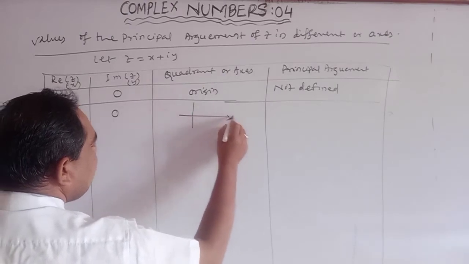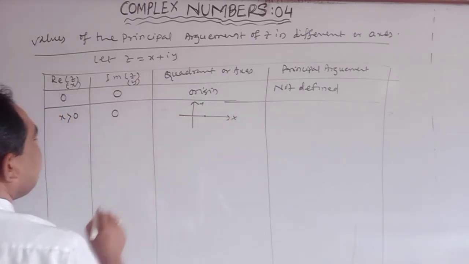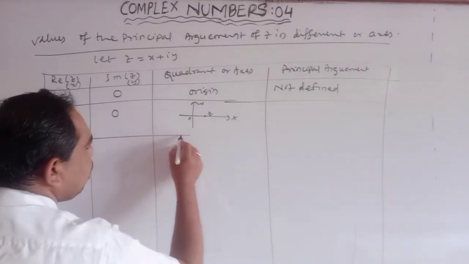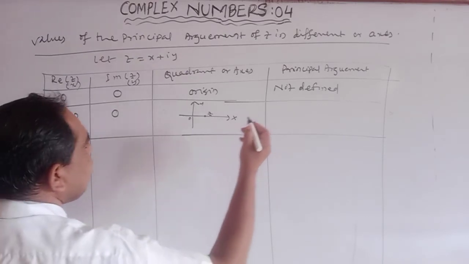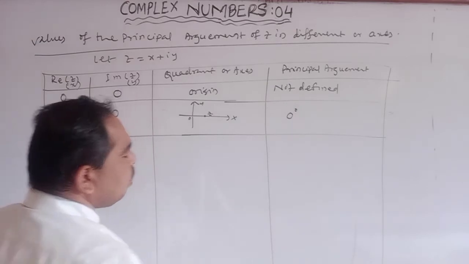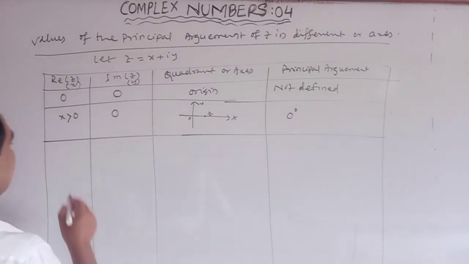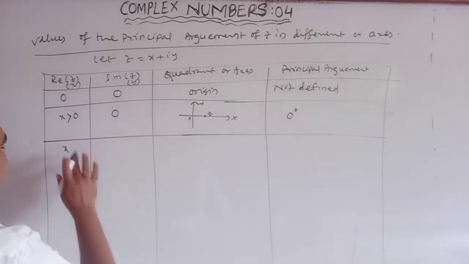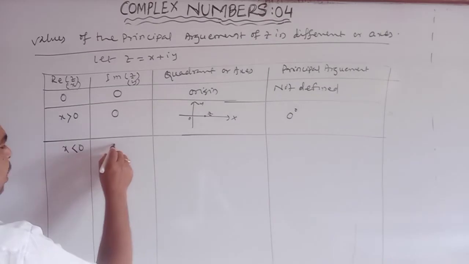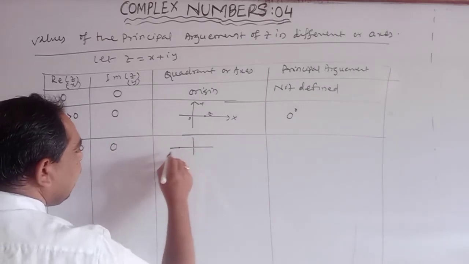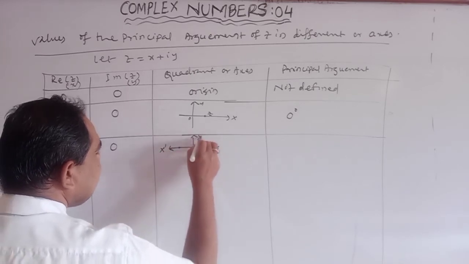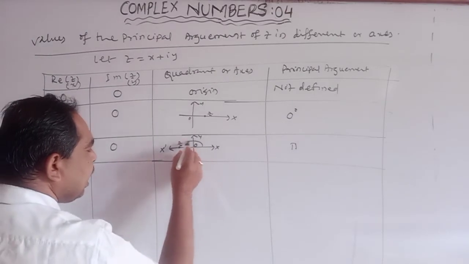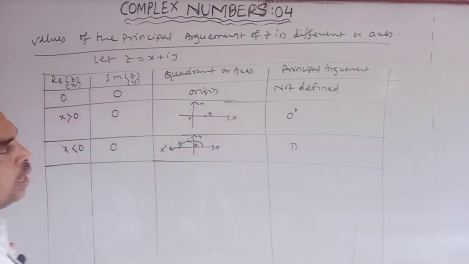This is the x axis, this is the y axis. z lies in the positive x axis, so the angle is 0 degree, tan inverse 0. Okay, next x less than 0, y is 0, so z lies in the negative x axis. This is z, so the answer is pi, this is the pi angle. Principal argument of z is pi.